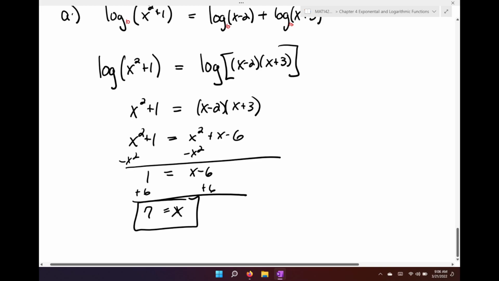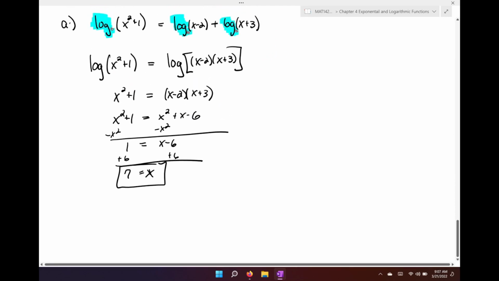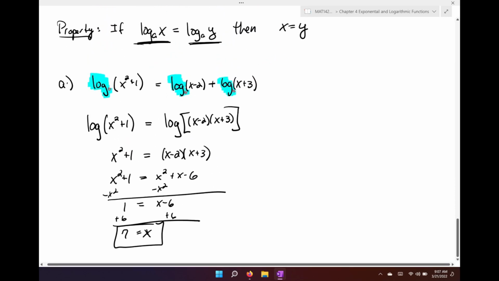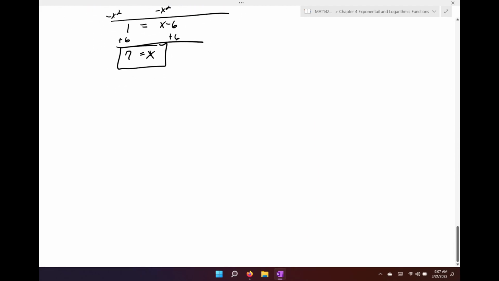So, like I said, very simple and straightforward. This was really nice because we had all the same logs with the same base on both sides of our equation. Before we could apply this brand new property at the top of your screen, you have to make sure that you have one log on the left and one log on the right. So you may have to condense using those properties that we learned back in section 2 or 3. I can't remember exactly which section. However, that's not always the case. So let's look at this example here.